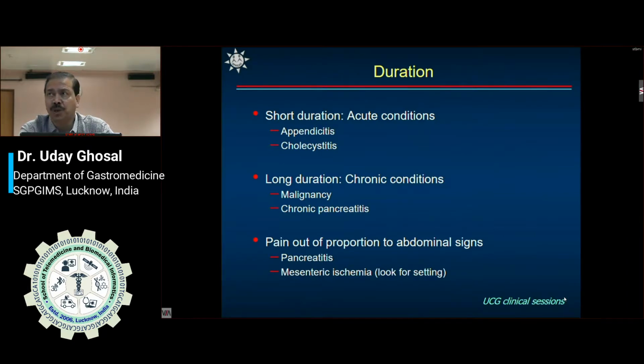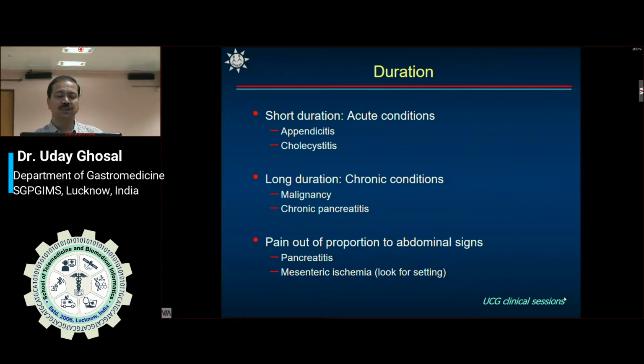Remember one thing, pain out of proportion to abdominal signs. So when you examine the abdomen, you find there is nothing wrong, but the patient is getting a very agonizing pain. Suspect pancreatitis. Second, always suspect it could be mesenteric infarction or ischemia as well.